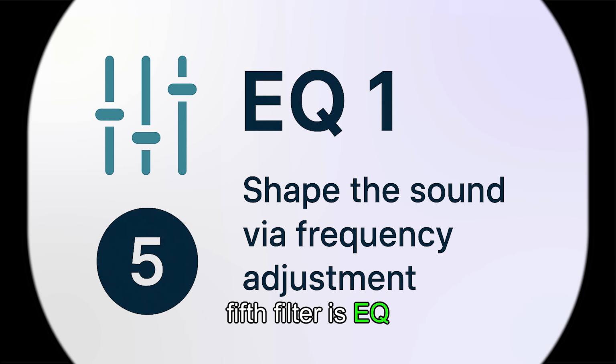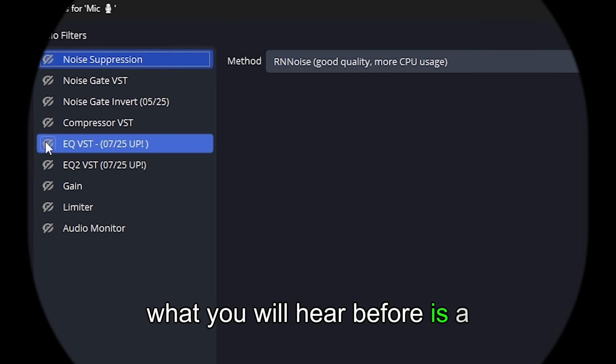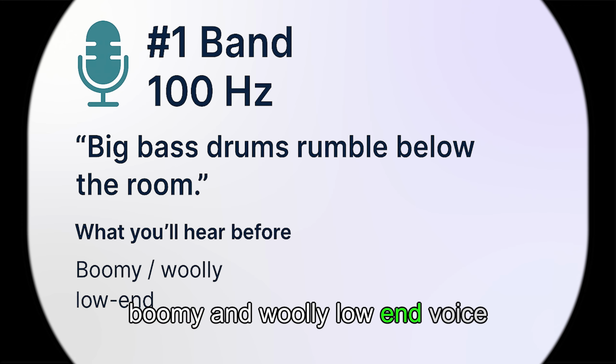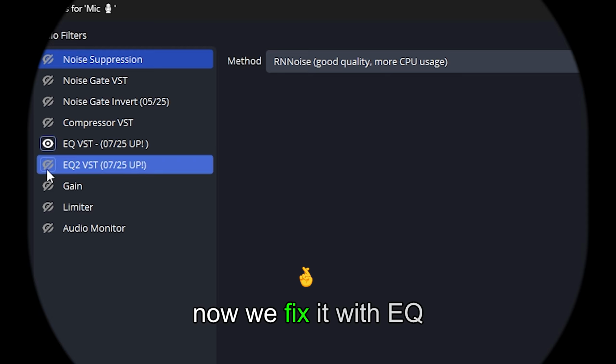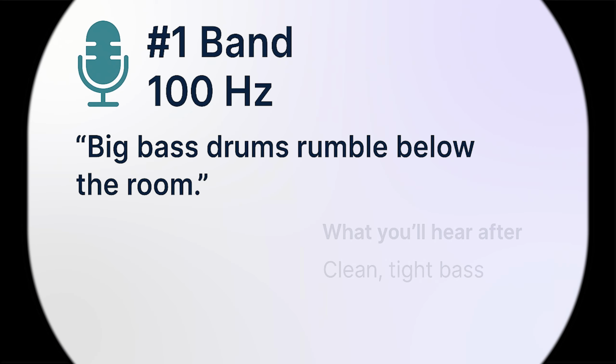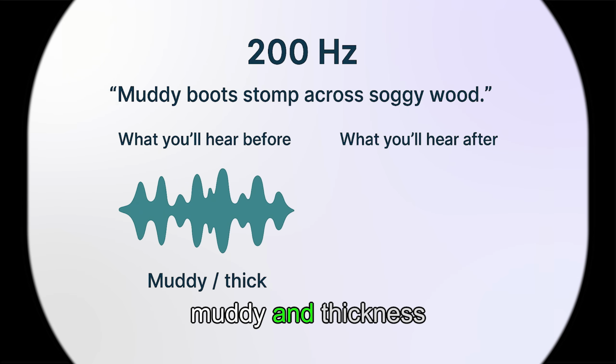Fifth filter is EQ. Aim for a balanced frequency spectrum. What you will hear before is a boomy and woolly low-end voice. Big bass drums rumble below the room. Now we fix it with EQ, check this. Big bass drums rumble below the room. Clean and tight bass. Over here it's a lot of muddy and thickness.